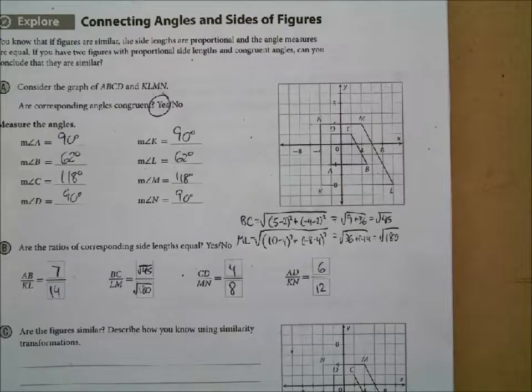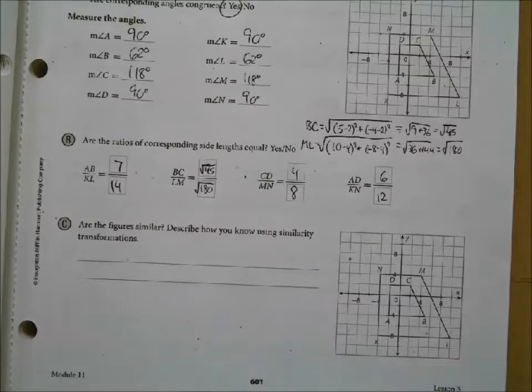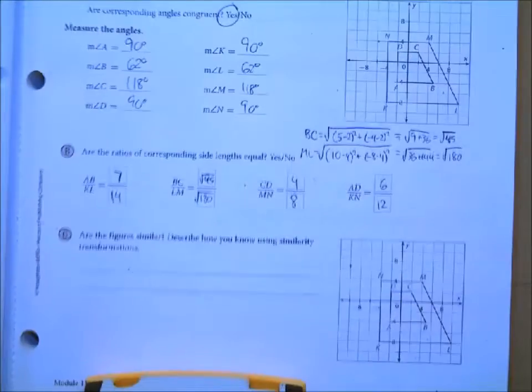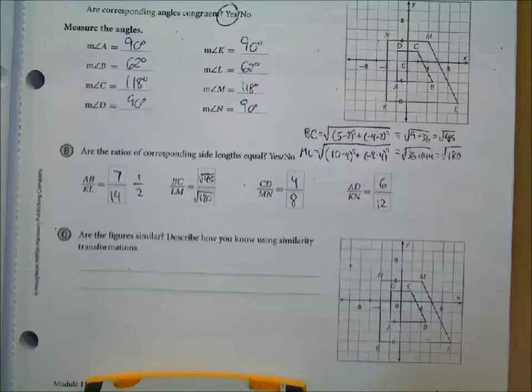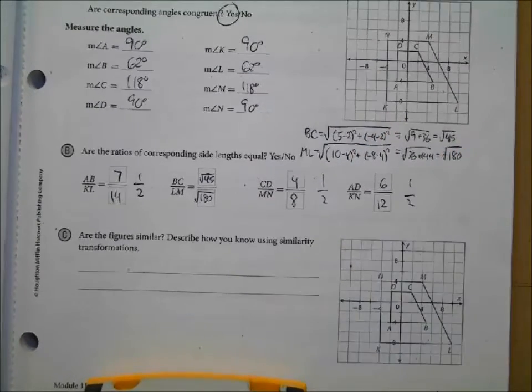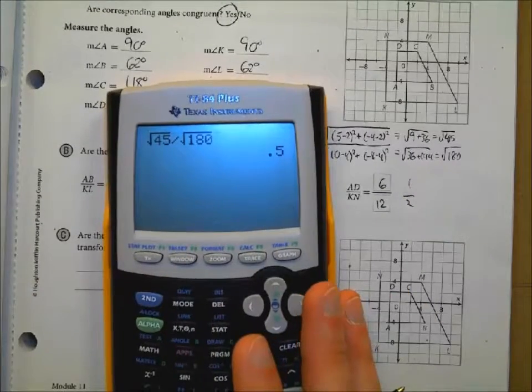Are these ratios equal to one another? Are these ratios equal? What do we say? Yes. Okay. 7 over 14, what does that simplify to be? 1/2, right? Yeah. We'll hold off on that one. 4 over 8, what does that simplify to be? 1/2. 6 over 12? 1/2. And root 45 over root 180? Also 1/2. Okay, also 1/2.